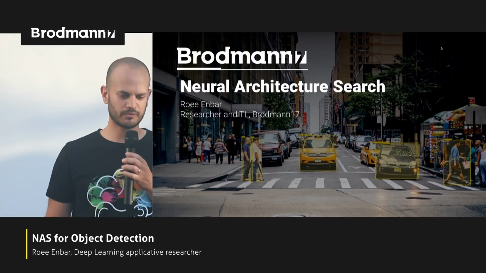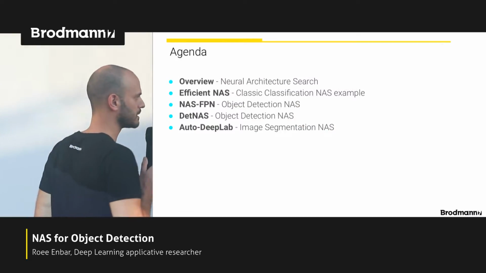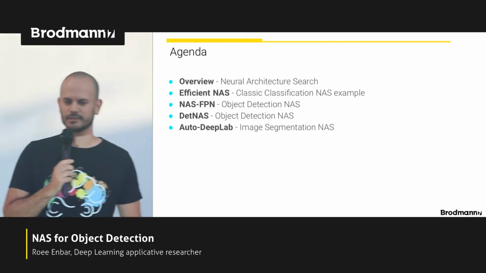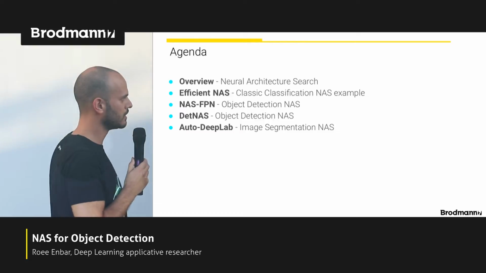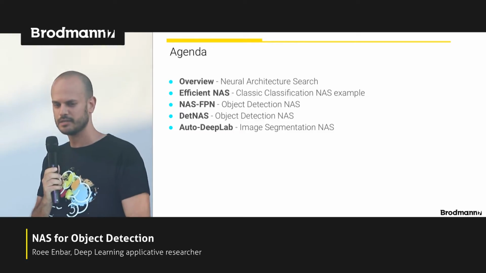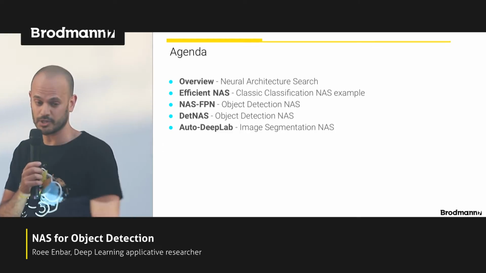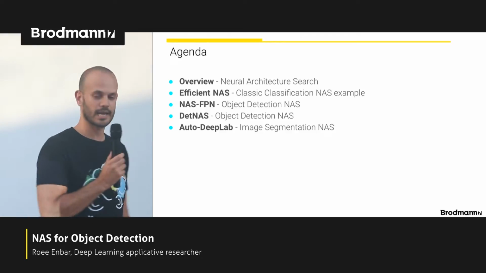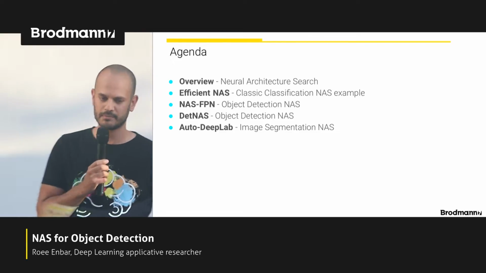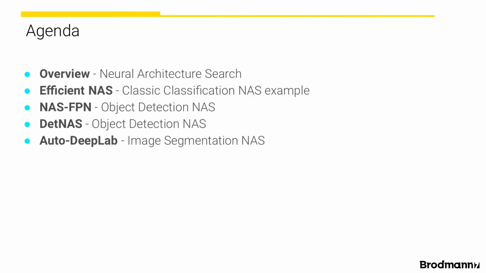Neural architecture search, apart from being something like a tongue twister for my Hebrew accent, is something that for the past 2 or 3 years has been gaining a lot of traction, and for a good reason. Now I'm going to give you a brief overview. It's going to be pretty brief because I want to talk about object detection as well. So a brief overview about NAS: one classic efficient NAS algorithm for classification, 2 detection papers, and 1 image segmentation paper.